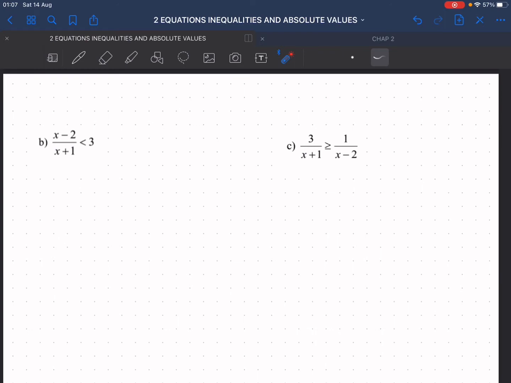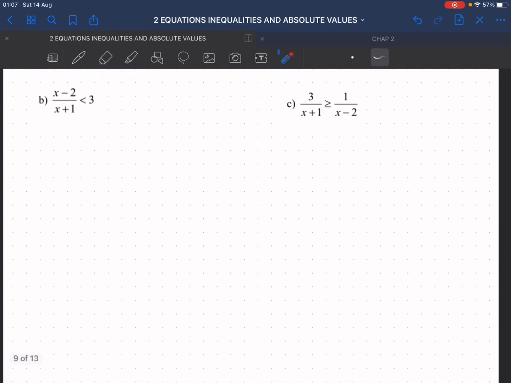Okay, so now soalan B, we have x minus 2 over x plus 1 less than 3. So first, ini ialah soalan rational inequalities, fraction kan? So dua benda dalam kepala kita, denominator tak boleh equal to 0, ini tak boleh cross multiply. So apa yang kita buat? First step, simplify kan? Kita bawa pergi sebelah. X minus 2 over x plus 1 minus 3 less than 0.